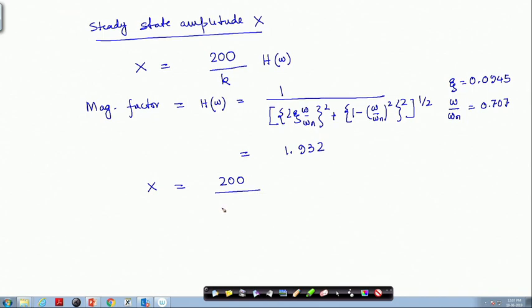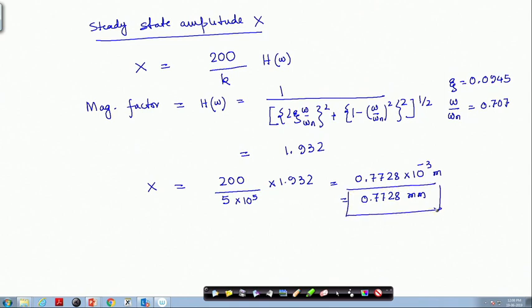K is nothing but 5 into 10 to the power 5 Newton per meter into 1.932, which is going to be 0.7728 into 10 to the power minus 3. So, this is going to be in meter. So, I can write this as 0.7728 millimeter. So, this is the amplitude of the steady state response. So, that's all about the problem.